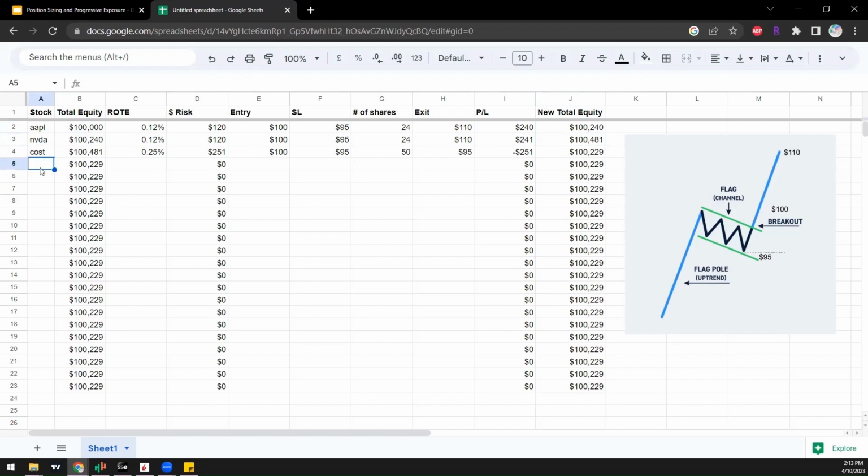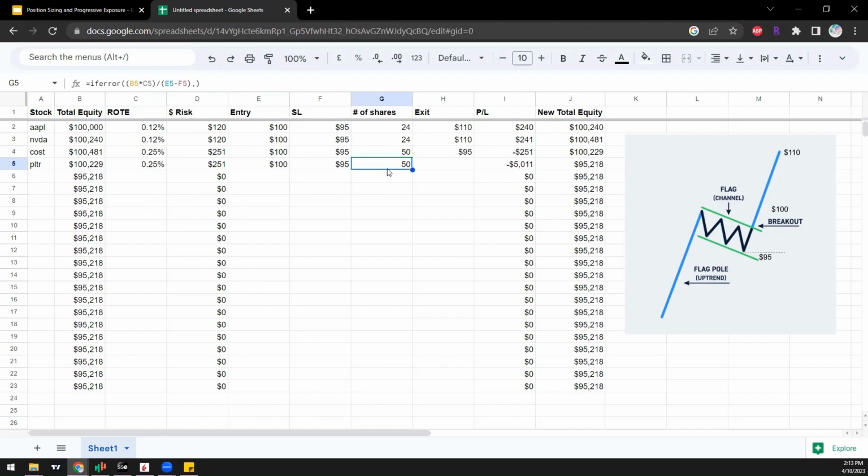Now let's say the next day I come in and I find another stock, let's say Palantir. It's making another bull flag. Because we've only hit one stop loss on 0.25%, we can take another trade at this risk and try our luck with Palantir. So again, we're just going to assume Palantir is making a bull flag. It breaks out at a $100 level. The low of day is 95. We put the stop there. We are allowed to buy 50 shares of Palantir.